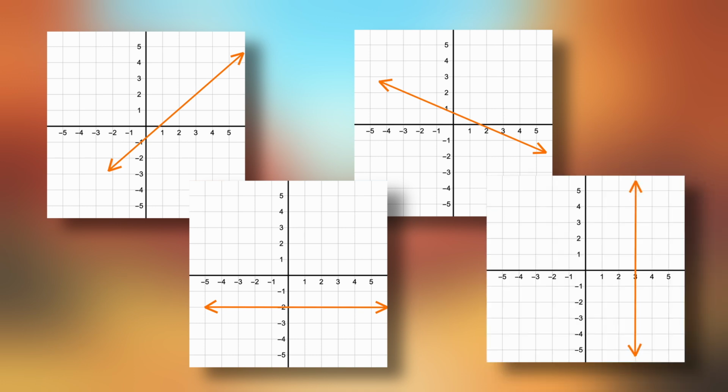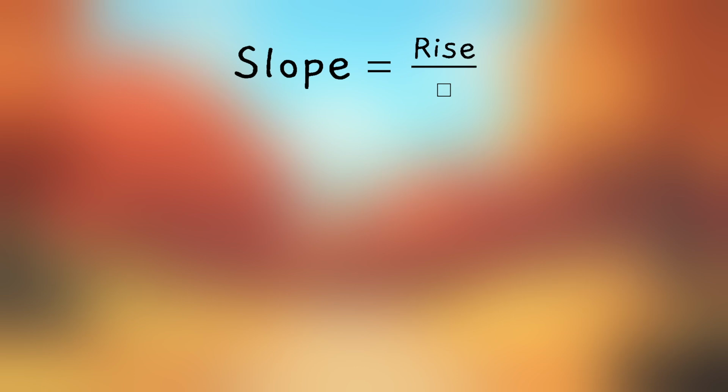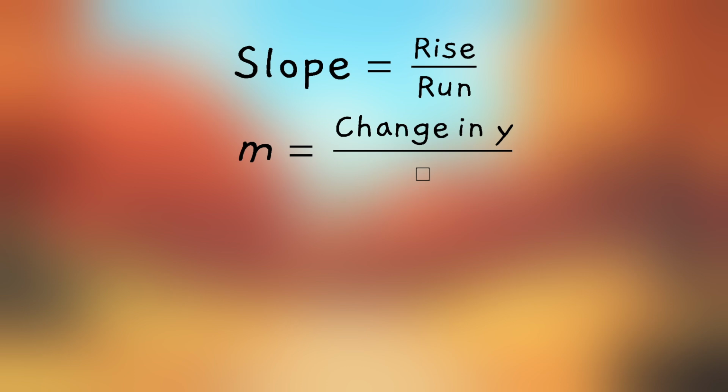Every line you see in algebra will be one of these four types. First, let's review the definition of a slope. The slope measures the steepness of a line, and it's defined to be the rise over the run. Now, the slope is denoted by the letter m, the change in y divided by the change in x. And this is the change in y divided by the change in x between two different points.